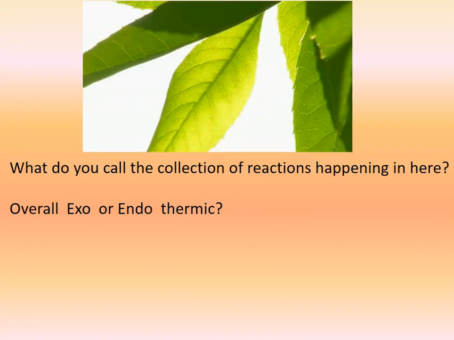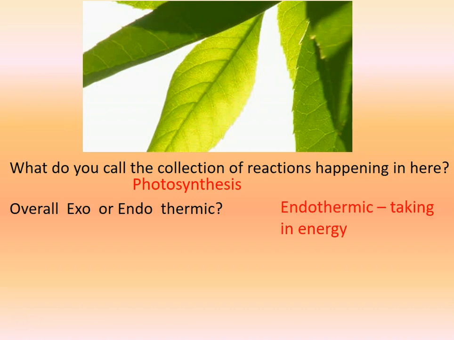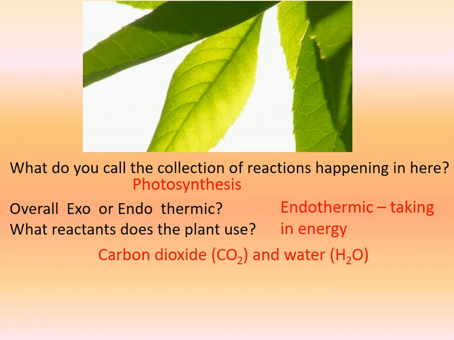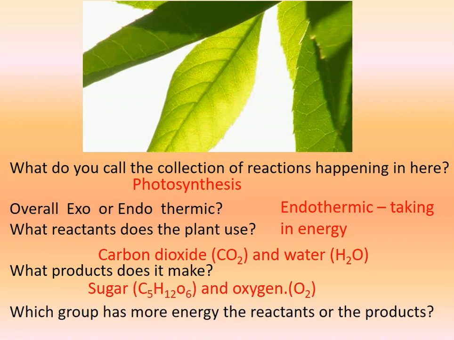What do you call a collection of reactions happening inside the leaf? Exo or endo? It's photosynthesis that's going on inside the leaf, and it's endothermic, taking in energy. What reactants do plants use? Remember, carbon dioxide and water to produce sugars. Which group has more energy, the reactants or the products? If it's taken in energy, then obviously the sugar and the oxygen have more energy, the sugar in particular, than the carbon dioxide and water.